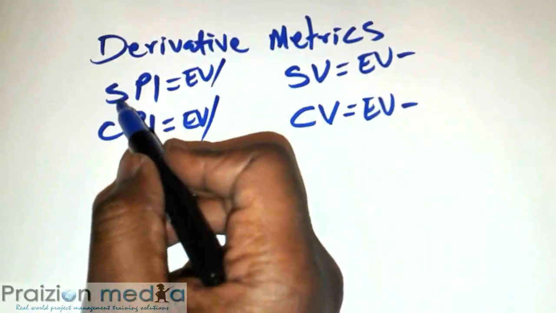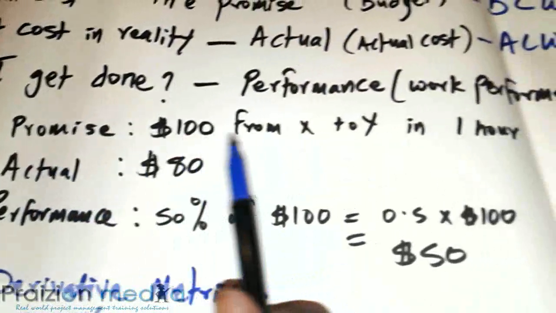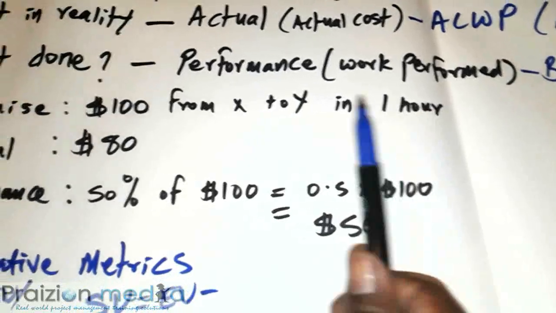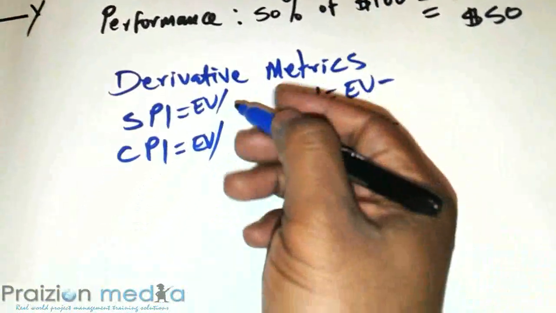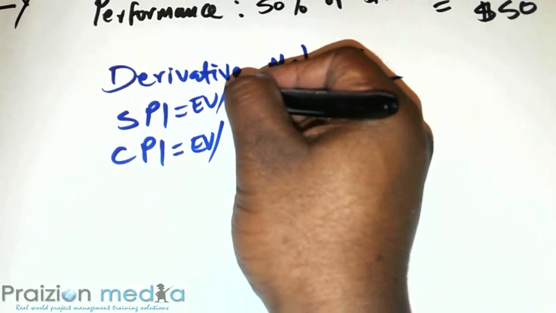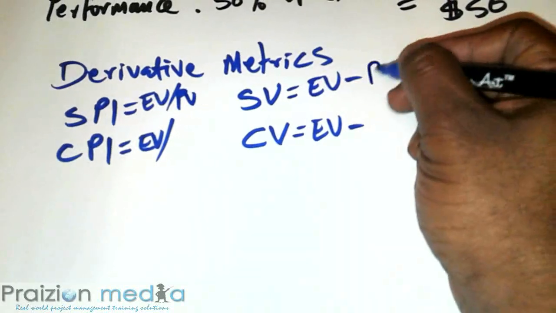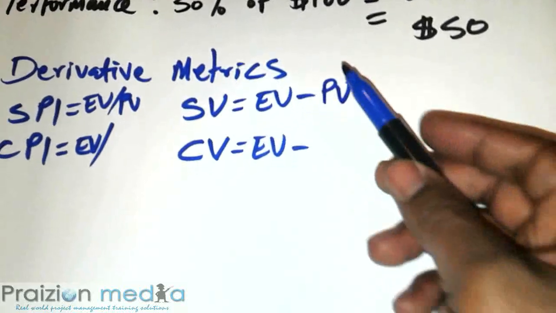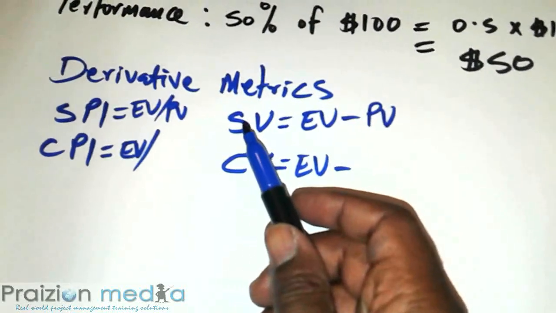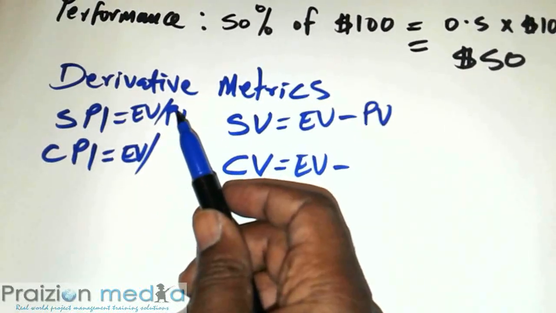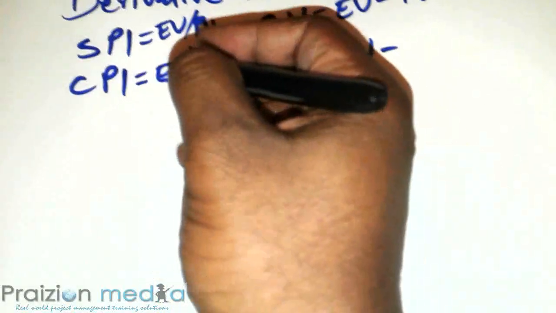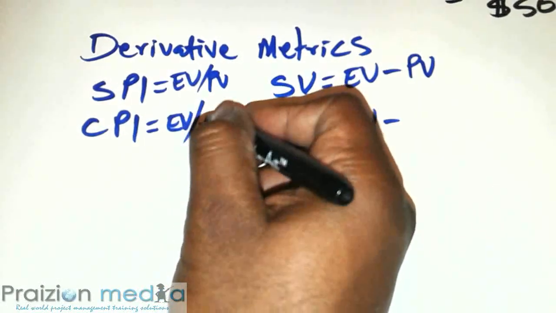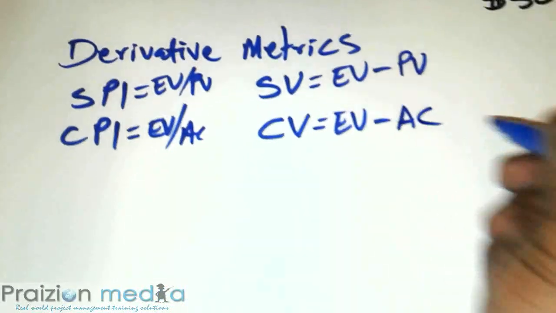And if it has the word schedule in it, remember the promise is within 1 hour. It's scheduled within 1 hour, right? It's time boxed, and that's planned value. We also have the same metric at the end. Anytime you've got an S, you've got a plan, a P for plan. Schedule is the plan. Just remember that. And for CPI, we have the other metric, AC, okay?